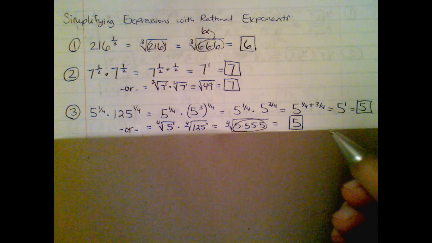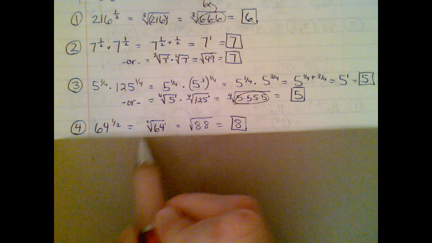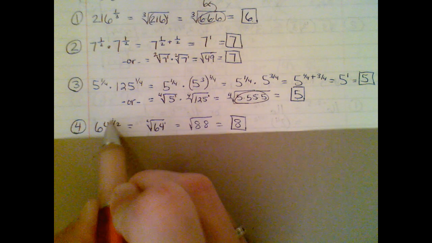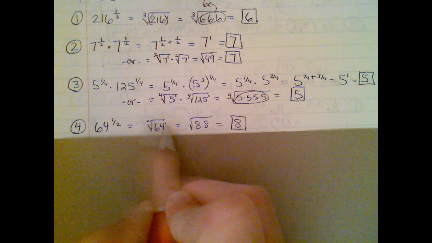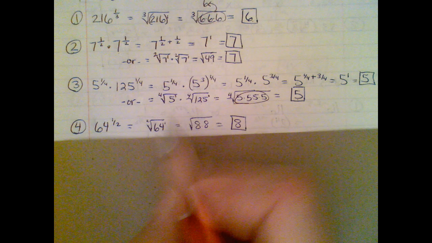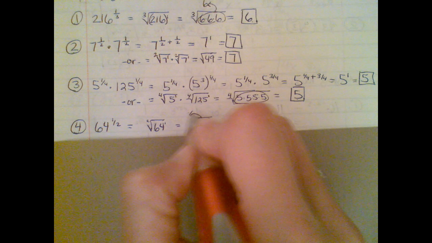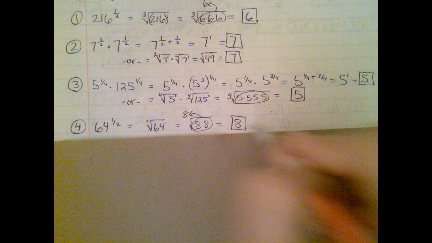This next one, we have 64 to the 1/2 power. So we can go ahead and put 64 to the 1st power, and then the root is 2. So the square root of 64, and then 64 is 8 times 8. We have a pair of them, so we can bring out an 8, so we get 8.